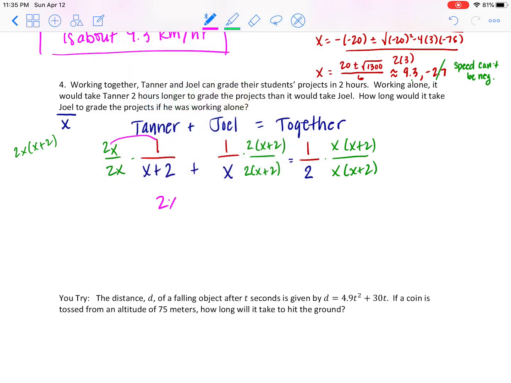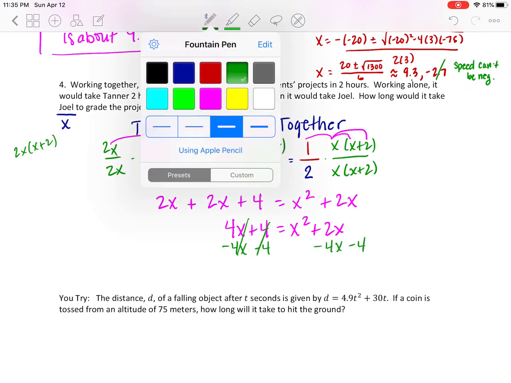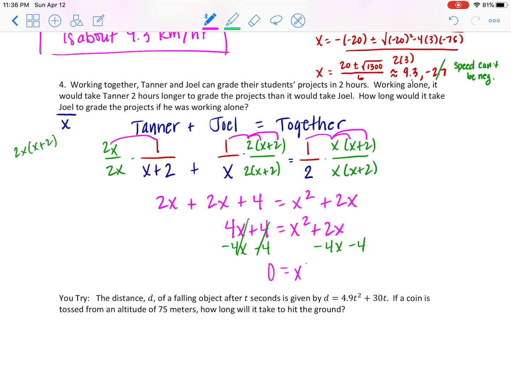So in this numerator, 2x times 1 is 2x. Plus in this numerator, 1 times 2 is 2. 2 times 2 is 2x, and then 2 times x is 2x, and 2 times 2 makes 4. And then here, 1 times x is still going to be x, times an x makes an x squared, x times 2 makes a 2x. So this is 4x plus 4, and then x squared plus 2x. And then I'm going to subtract these guys over. Subtract over 4x and 4. So I get my 0 on one side. So 0 is going to equal x squared minus 2x minus 4.